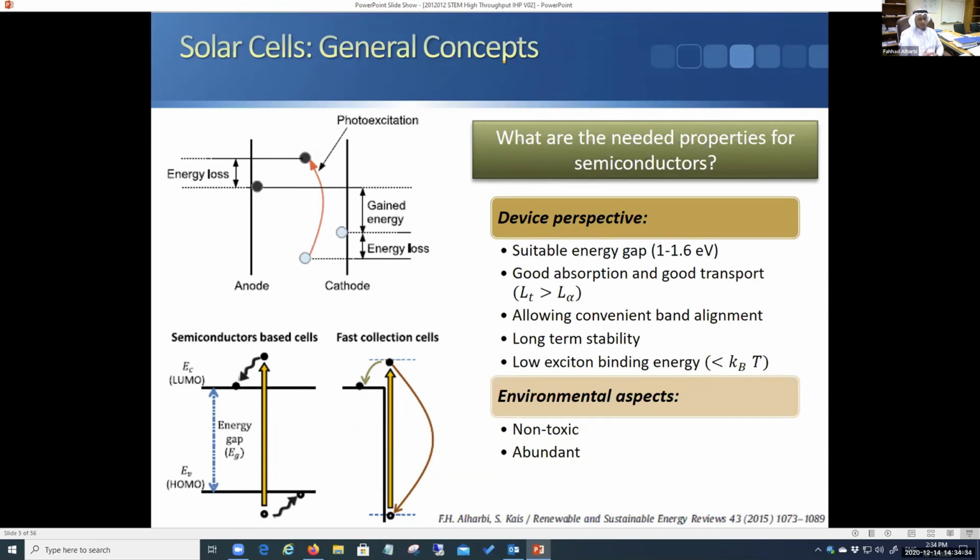We also need the material to allow convenient band alignment and long-time stability, which is unfortunate with the perovskite. There is also a need for low exciton binding energy, hopefully less than the thermal energy. Another aspect is environmental: the material must be non-toxic and hopefully abundant.